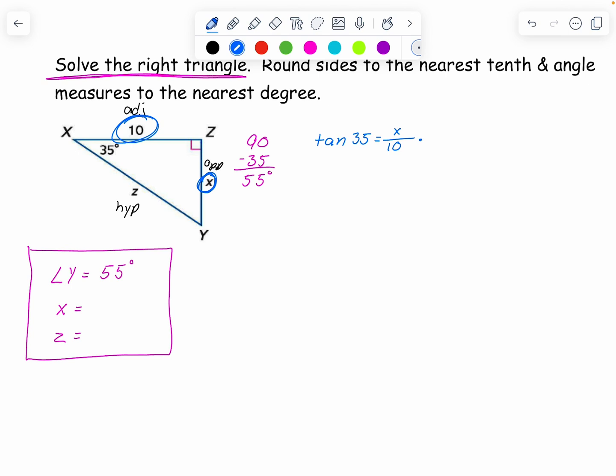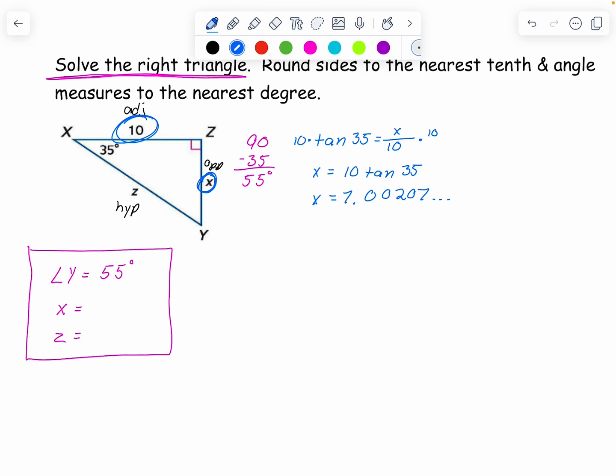Now for this one, I can just multiply both sides by 10, and that gets x by itself. So this one is nice and easy. So x is going to simply be 10 times tangent 35. So type that in your calculator, 10, hit the tangent button, 35, and we get that x is going to be 7 point 0.00207, so forth and so on.